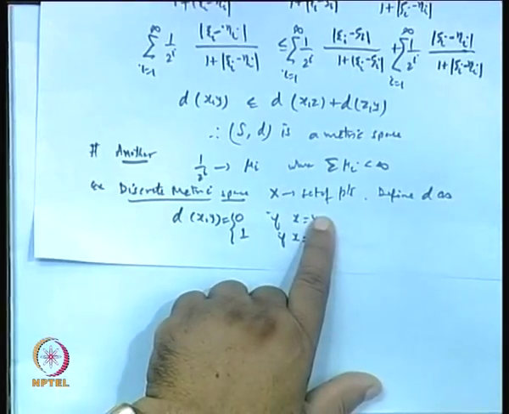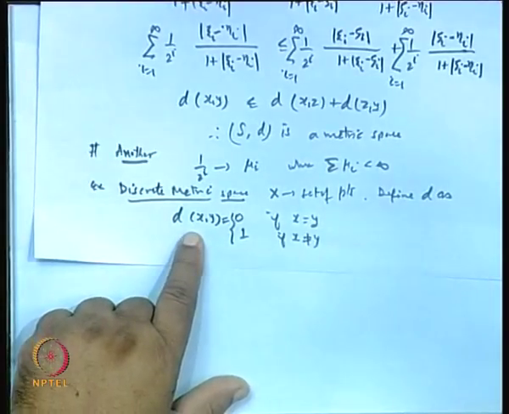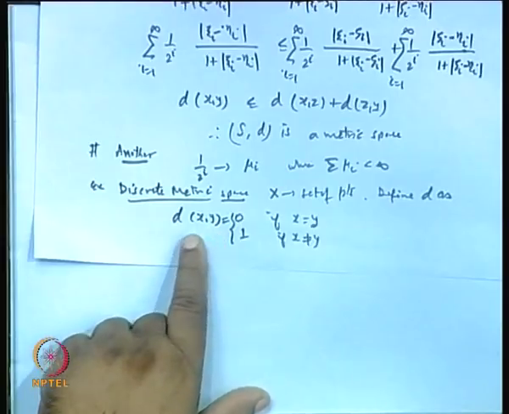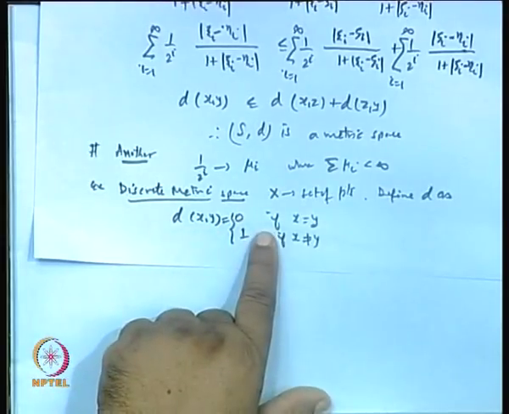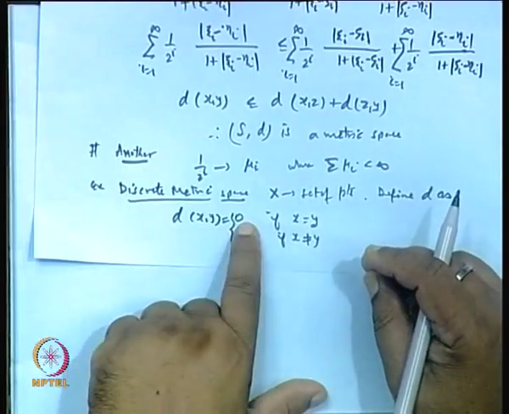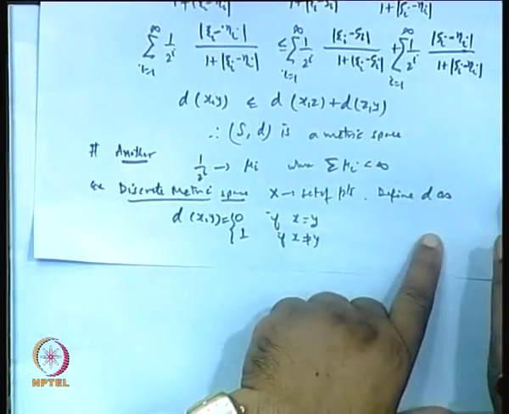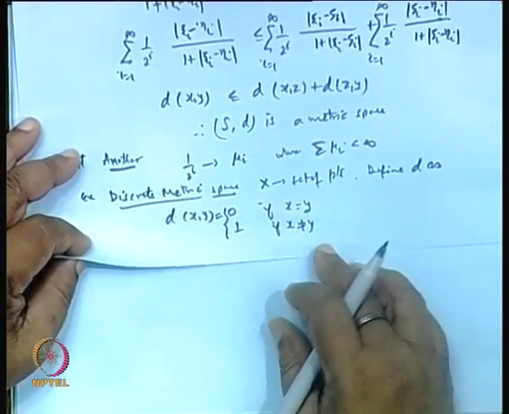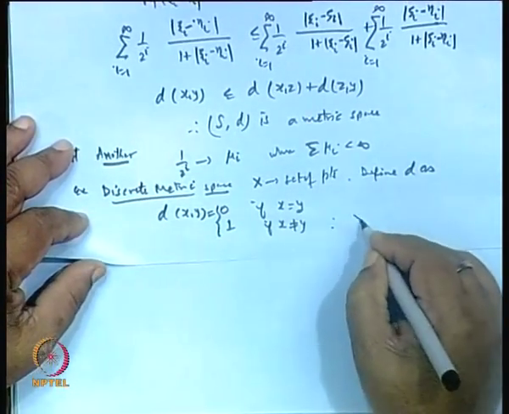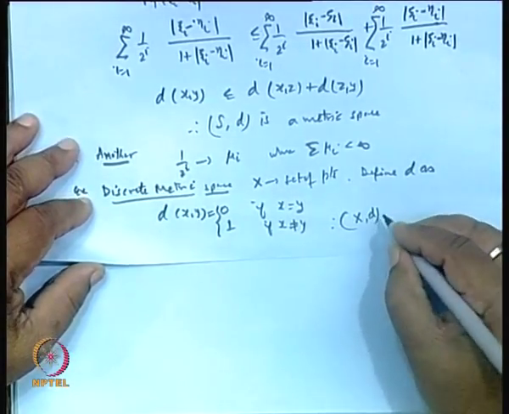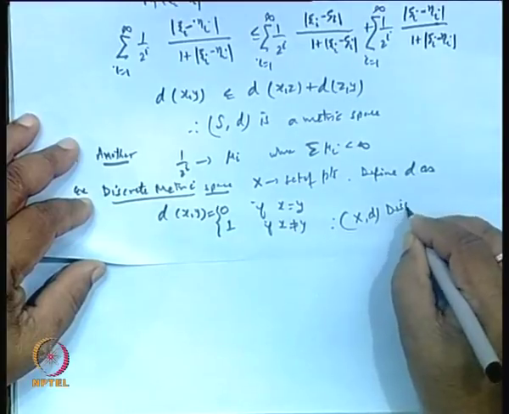It is 0 if and only if x is y. It is symmetric in x y, and the triangular inequality also follows, because d of x y is less than or equal to d of x z plus d of z y. That is, any point, if it coincides with x, then the distance is 0, but with y it will be different, so we get 1. Therefore, all the conditions of the metric are satisfied by this. Hence, this X with d is called a metric space, and we call it a discrete metric space.